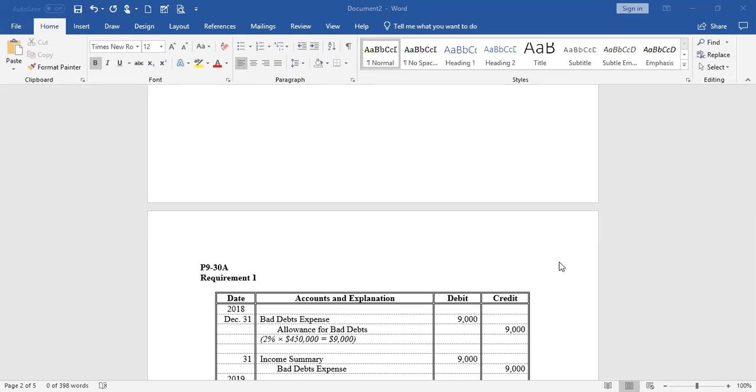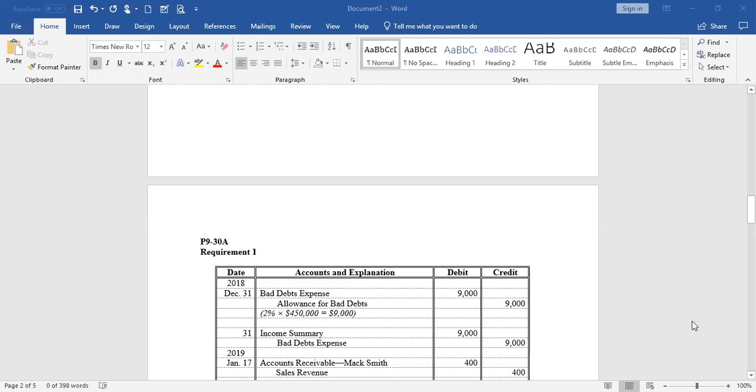Sold merchandise inventory to Max Smith, $400 on account. So here's a customer we sold to on account. We'll record that as we would any other sale, debit accounts receivable, credit sales revenue. June 29th, though, Max Smith, we haven't gotten his money yet, and we've decided to write his account off as uncollectible. Well, now we have an actual bad account. Remember, back in 2018, we estimated for the Max Smiths of the world. We didn't know who Max Smith was. It was going to be him, but here it is.